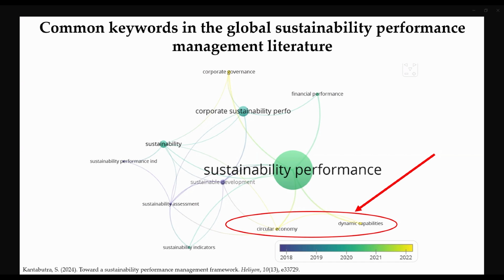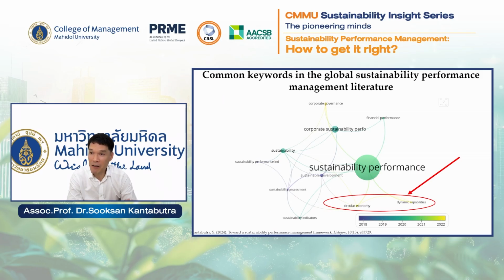So therefore, people have tried. They probably recognize the dynamic nature of sustainability problems. That's why they start looking at circular economy, in the red circle there, and dynamic capability theories. These address the dynamic nature of the sustainability problem. But that only happened in 2022. So it's very recently that scholars have looked at circular economy and dynamic capabilities in the context of sustainability performance management. This suggests an area for a researcher.